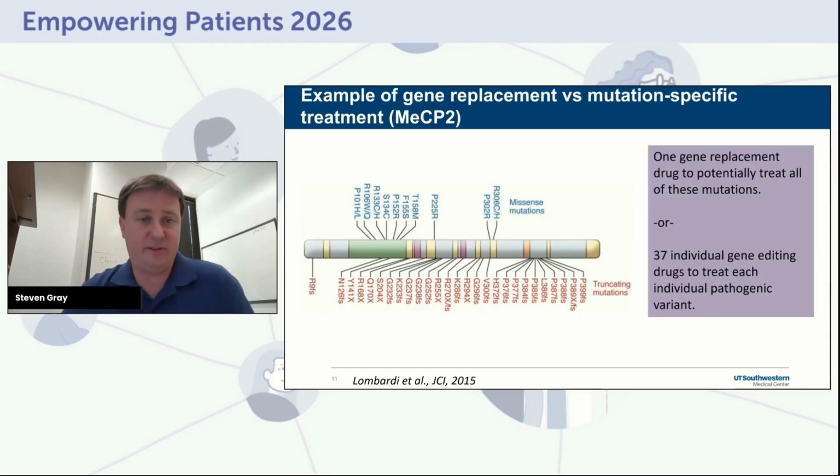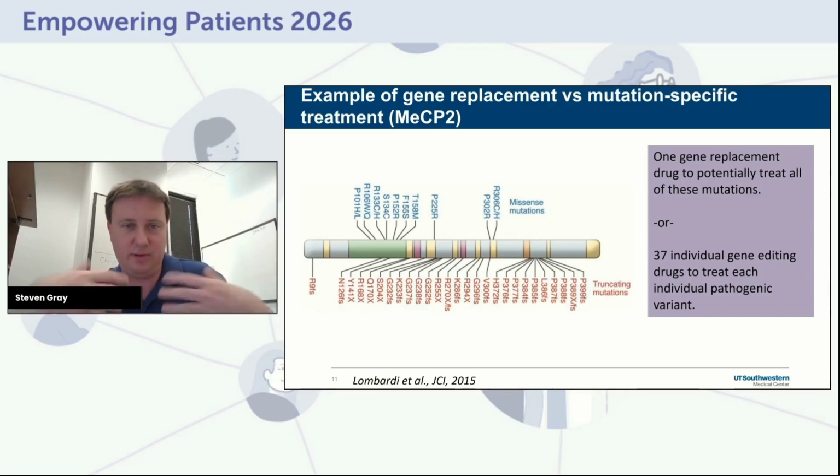And so just an example of this is an old report from a gene called MECP2 that causes a disease called Rett syndrome, marking different patient mutations that have been identified throughout this gene. So it could be attractive to do a gene replacement strategy where you deliver a functional copy of this gene, and then you have one drug that can treat all these different mutations. Or you could design 37 individual gene editing drugs to treat each individual pathogenic variant.